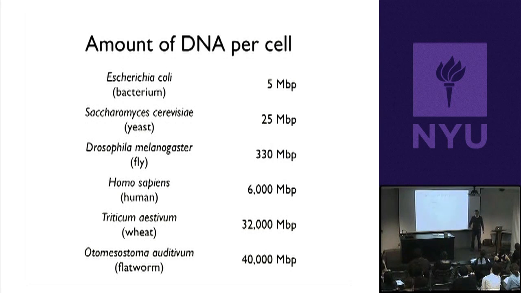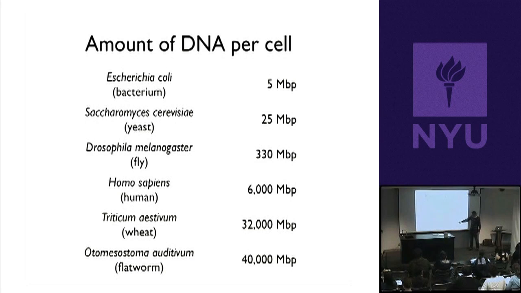Here's another one that's humbling, right? Flatworm, Otomestoma, 40,000 million base pairs. 40 billion base pairs of DNA per cell for this lowly flatworm. So something's going on here. First of all, it looks like maybe there's a general increase in the amount of DNA the more complicated an organism gets, but there's definitely not an absolute correlation, or our notion of what makes something complicated is way off. We like to think of ourselves as the most complicated, in which case these numbers are really surprising to us.